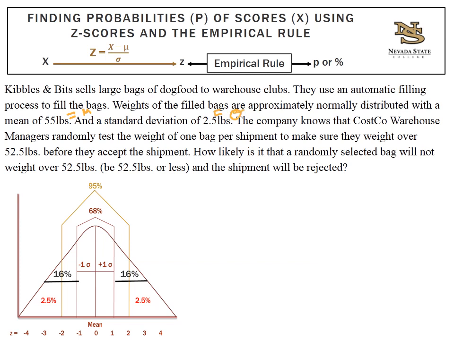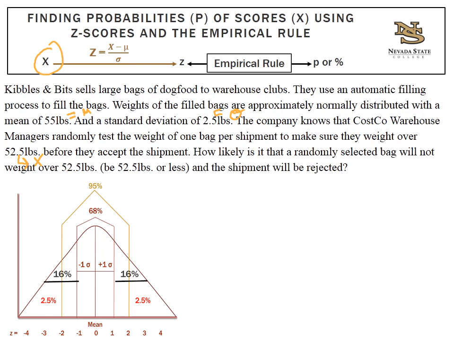The company knows that Costco warehouse managers randomly test the weight of one bag, right? That's why we're talking about X, because we're using a single score per shipment to make sure they weighed over 52.5 pounds. This is our score of interest before they accept the shipment. How likely is it that a randomly selected bag will not weigh over 52.5 pounds? Or in other words, be 52.5 pounds or less, and the shipment will be rejected. So let's take a look at this.